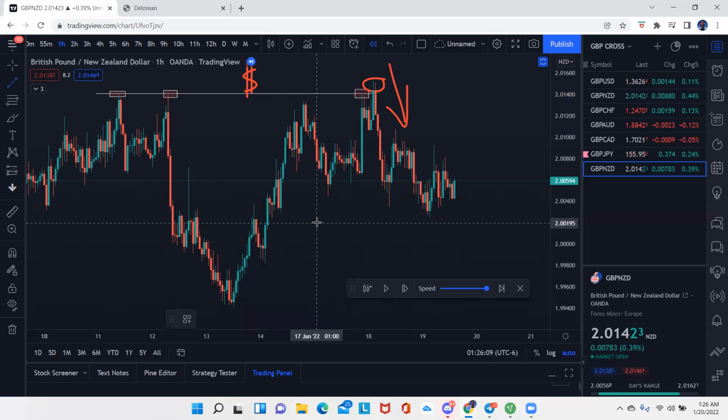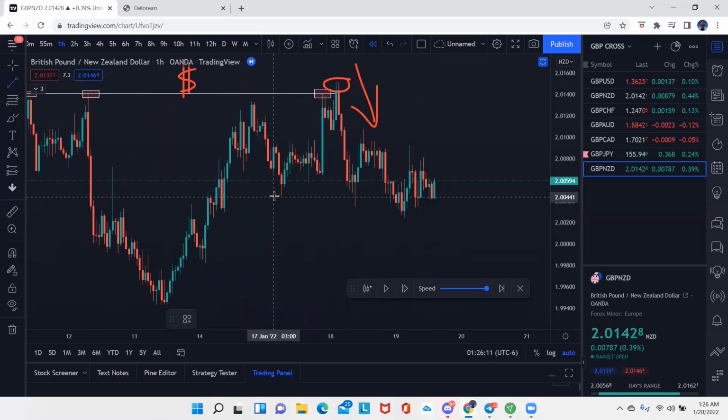So on top of that, what other things did we recognize? We also got a break of structure right here. What is a break of structure? A previous support or resistance level being broken. That's how you can start identifying possibly what direction the market is going to start going in.